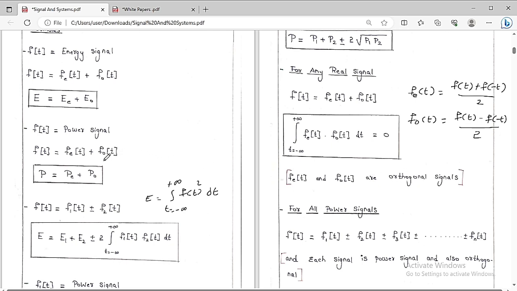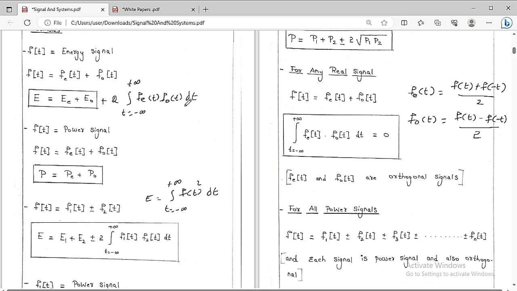So that is the reason. Here, f of t is a power signal, and for f of t I will get f e of t plus f o of t, which I already did. Let me do it for this one. Here f of t is f e of t plus f o of t. If you want to find the net energy, it will be E e plus E o plus another term: 2 times the integration from t equals minus infinity to plus infinity of f e of t into f o of t dt. So this part we are going to get, but I have already told you this part is equal to 0.